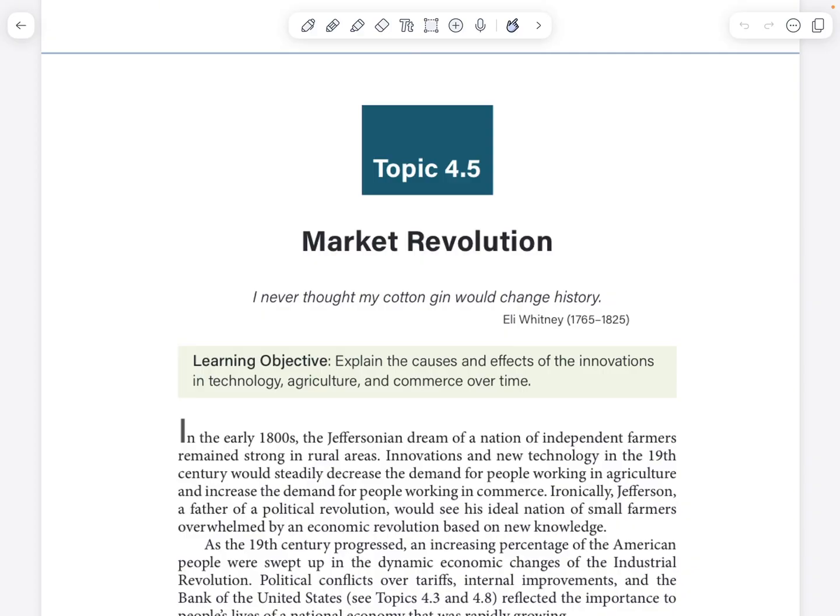In the early 1800s, the Jeffersonian dream of a nation of independent farmers remained strong in rural areas. Innovations in new technology in the 19th century would steadily decrease the demand for people working in agriculture and increase the demand for people working in commerce. Ironically, Jefferson, a father of a political revolution, would see his ideal nation of small farmers overwhelmed by an economic revolution based on new knowledge.